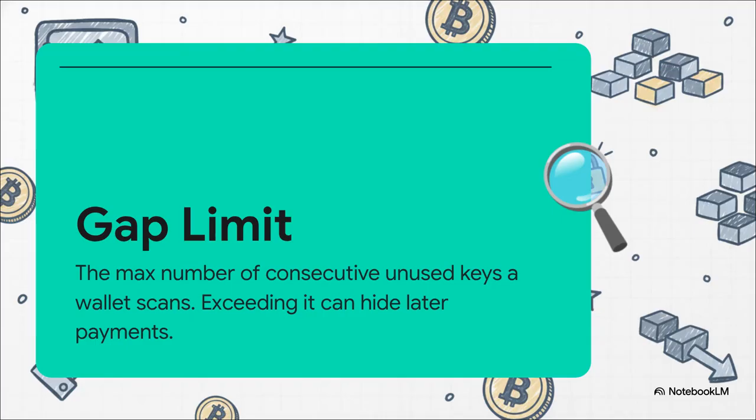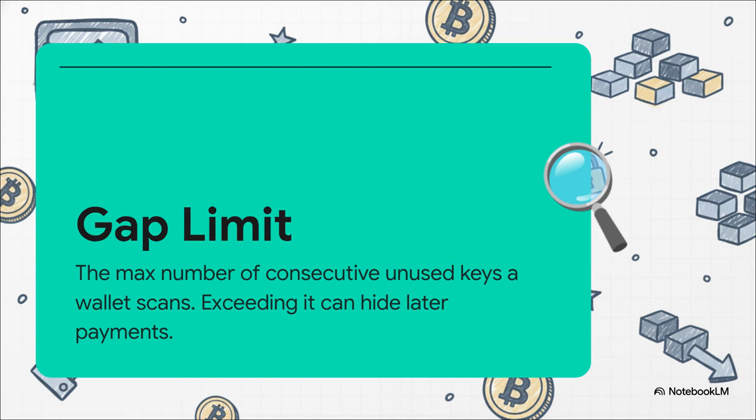Think about it. When you restore a wallet from your seed phrase, it has no idea which of your 4 billion possible addresses have any money in them. It can't check all of them, that would take forever. So it takes a shortcut. It checks them in order, 1, 2, 3. And if it finds a bunch in a row that are empty, usually about 20, it just assumes it's reached the end and stops looking.